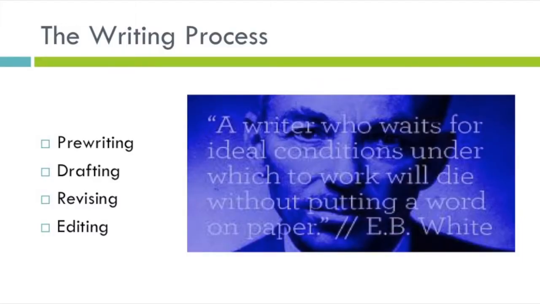The first step of the writing process is pre-writing, the second step is drafting, the third step is revising, and the fourth is editing. If you see this quote from E.B. White, he's the author of Stuart Little and Charlotte's Web. He says, "A writer who waits for ideal conditions under which to work will die without putting a word on paper." Now it sounds a little dramatic, but he's right.